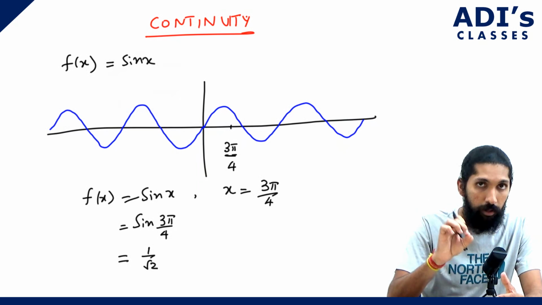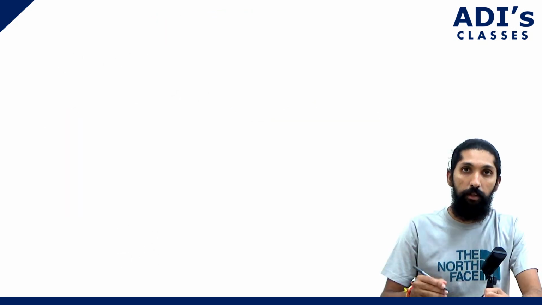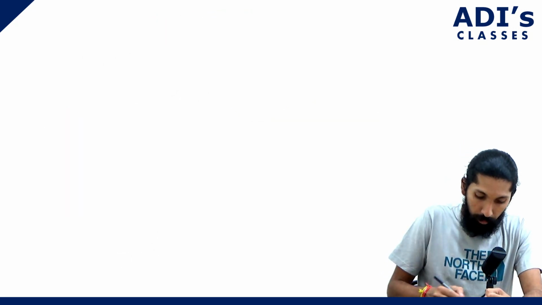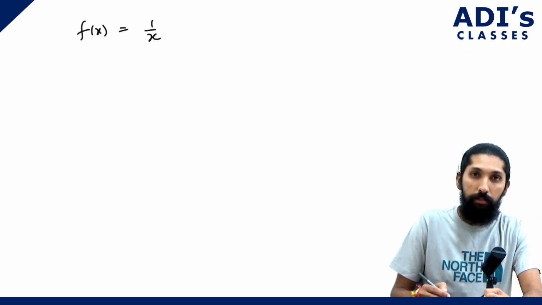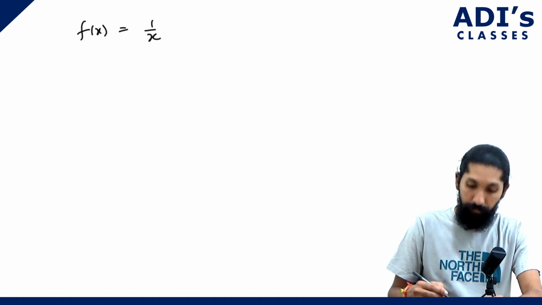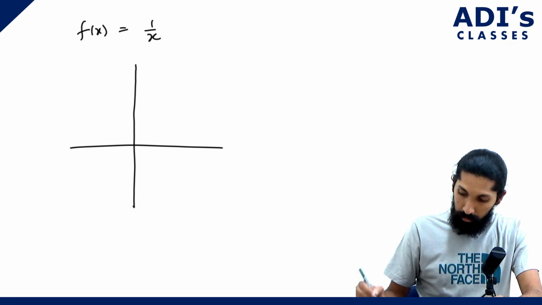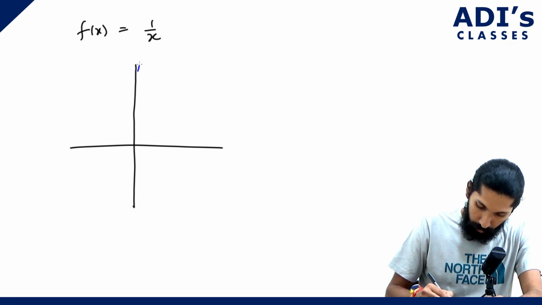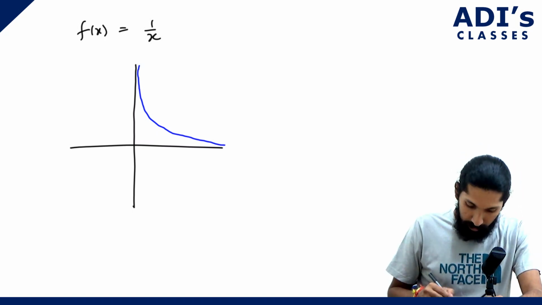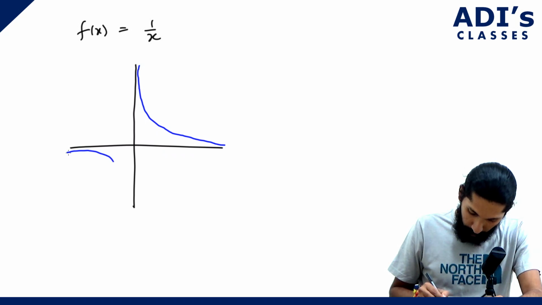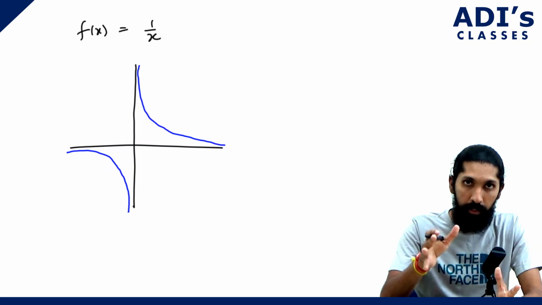Now, not every function will be continuous at a given point. Let me show you another example. In this example, we'll talk about the function f of x is equal to 1 by x. A simple example. If you draw the graph of this one, one part is going to go like this, and the same thing on this side also. You are going to have a graph something like this. Both of them are asymptotes, but anyway.